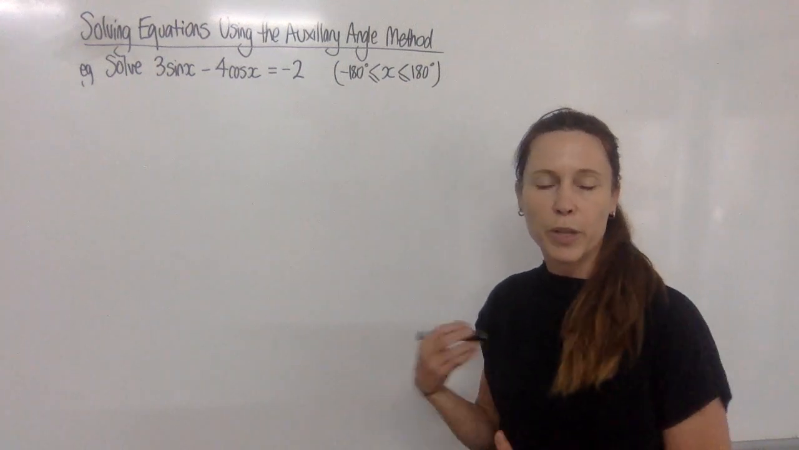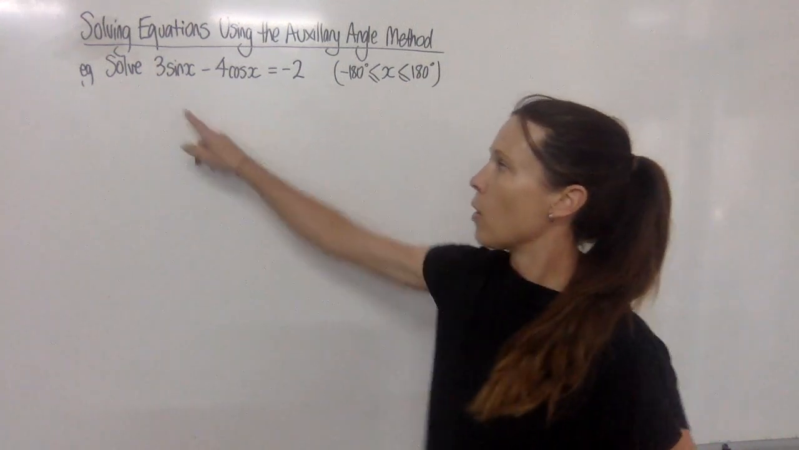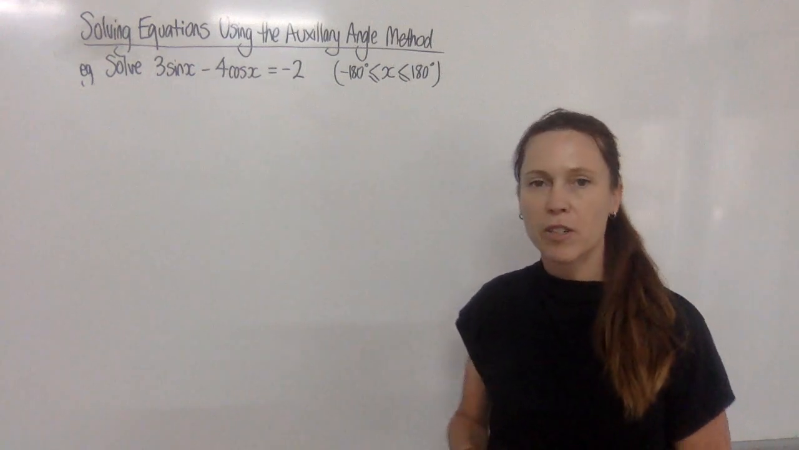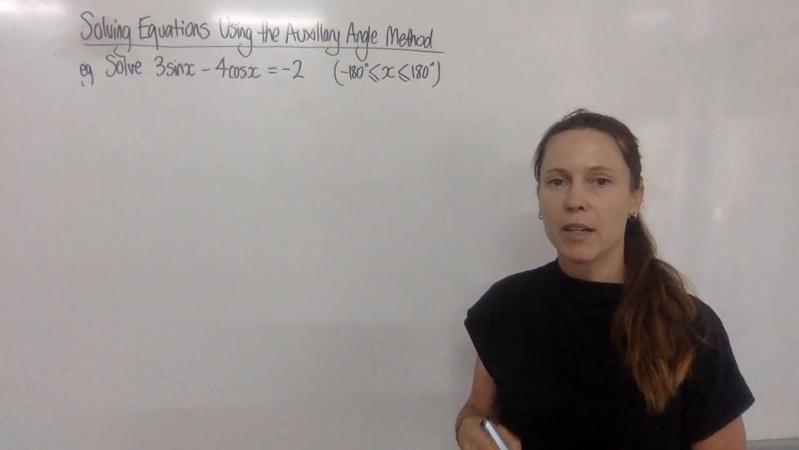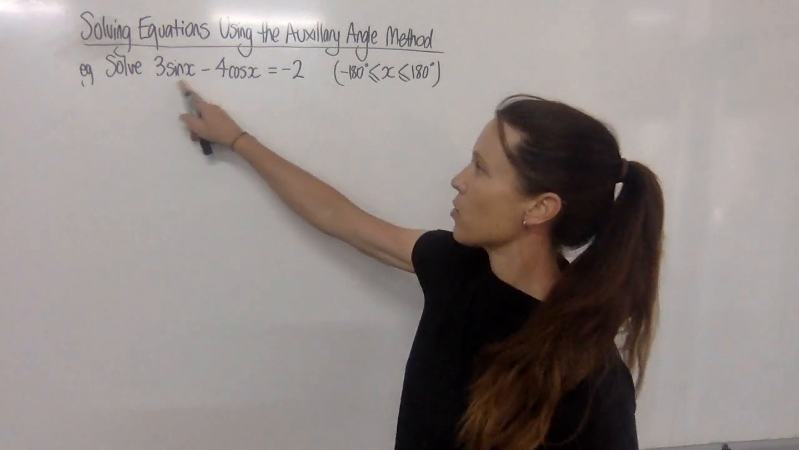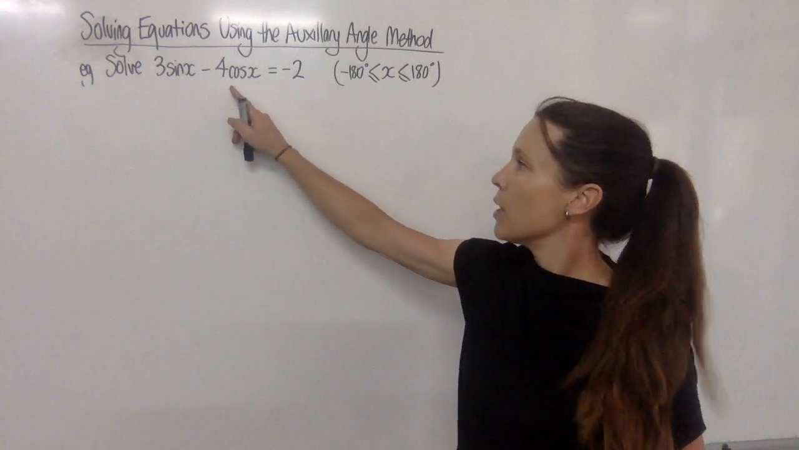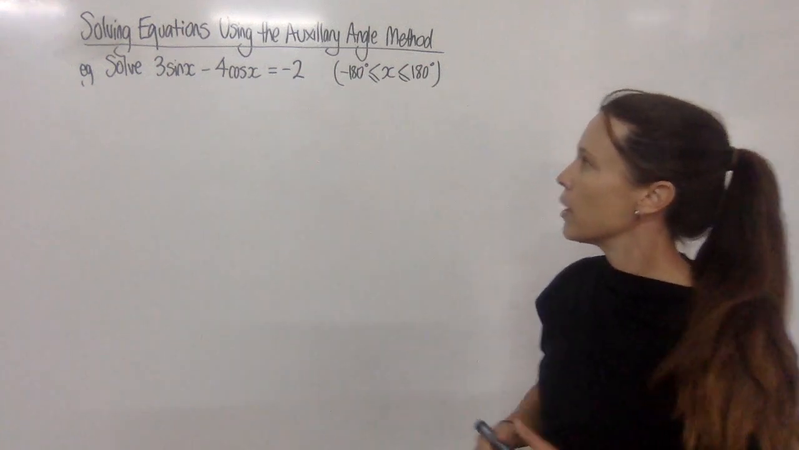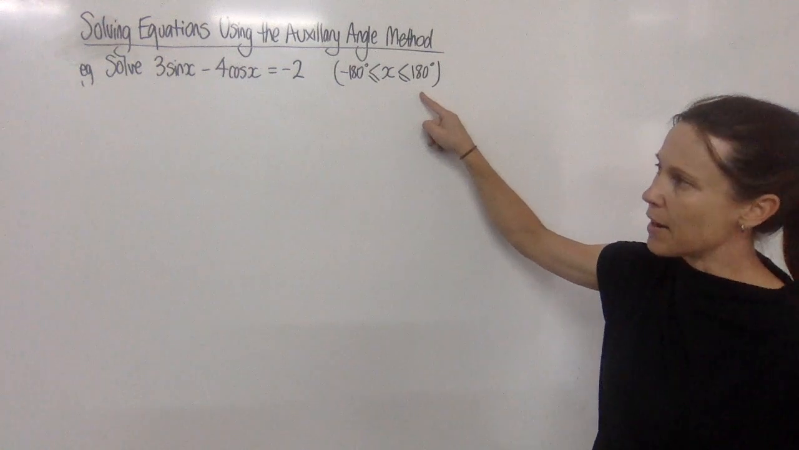In the last video, we graphed a trig function y equals 3 sine x minus 4 cos x. But in this lesson, we're going to use that same auxiliary angle method, not to graph a function, but to solve an equation. So you'll notice that this one looks really similar to our last example, but instead of having y equals all of this, it equals -2.